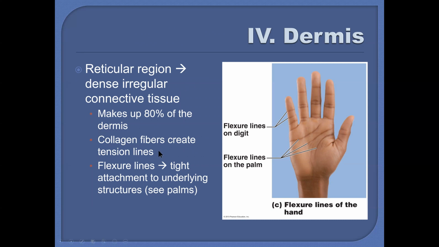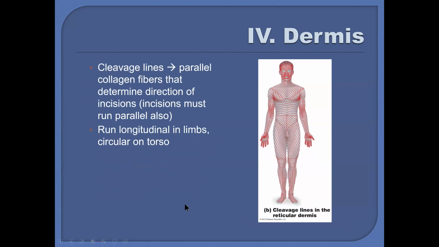Collagen fibers create tension lines, okay, because we'll have tension lines in all directions. We also have flexure lines, tight attachments to underlying structures. So these are palmar creases here, flexion lines in the palm. These are our attachments to the dermis, to the dense irregular connective tissue, and then usually to an underlying connective tissue, usually a bone or some deep structure, and that will give us these flexure creases in the hand.